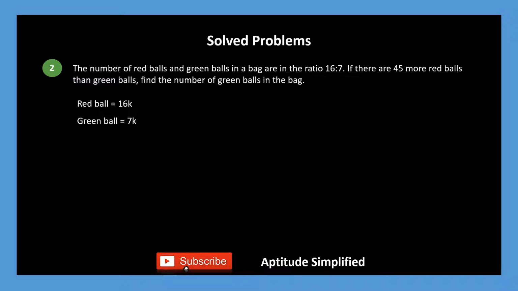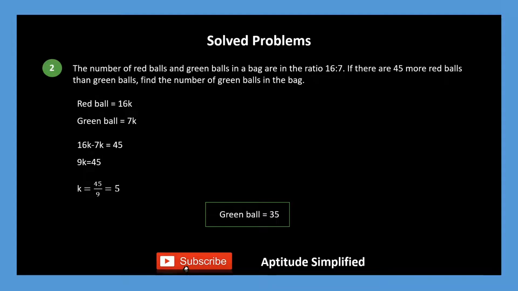So if you subtract 16k minus 7k, then it should be equal to 45. When you put this as an equation, you will get 16k minus 7k is equal to 45. 16 minus 7 is equal to 9, so 9k is equal to 45, k is equal to 5, and you have to calculate the number of green balls, which is 7k. So you will just place the value of k and you will get the answer. 7 multiplied by 5 is equal to 35. So 35 will be your answer.